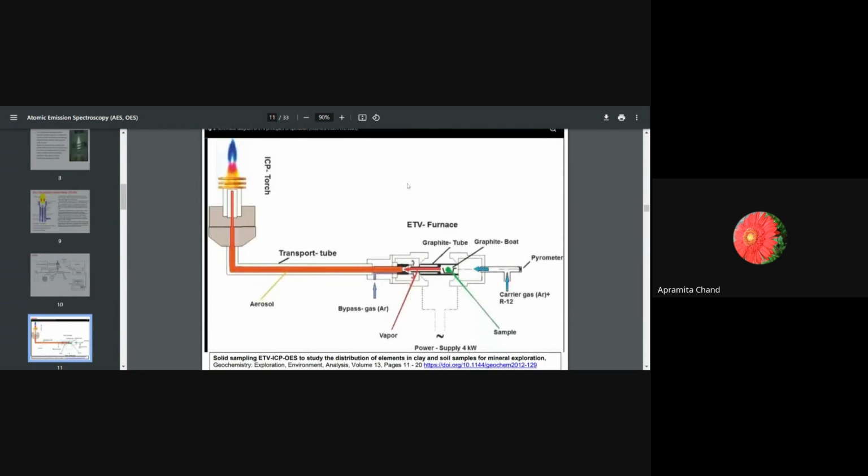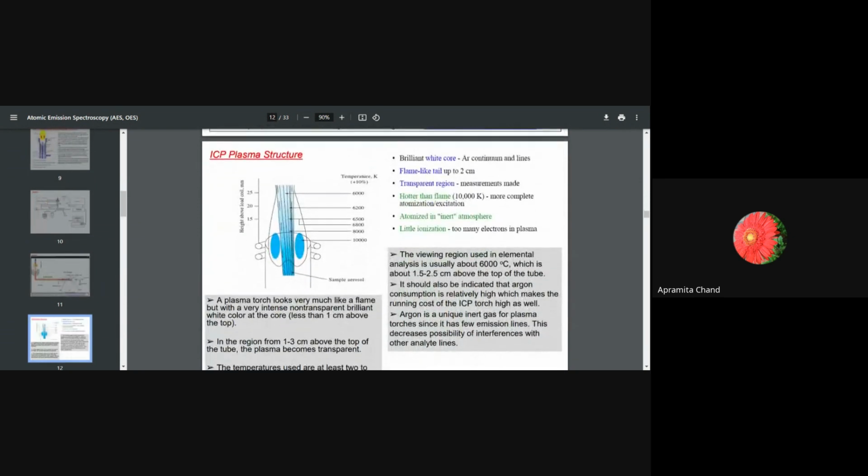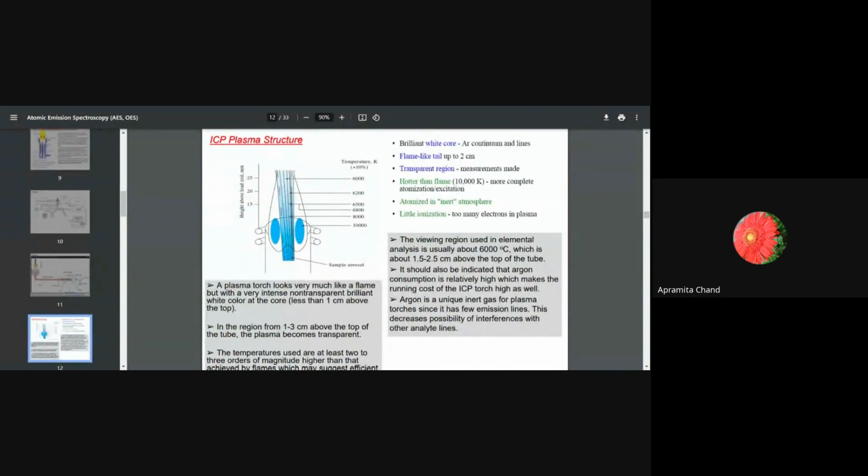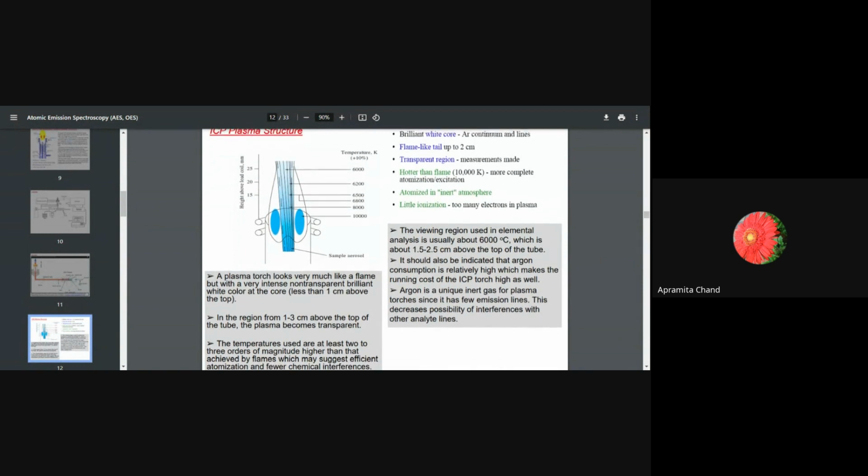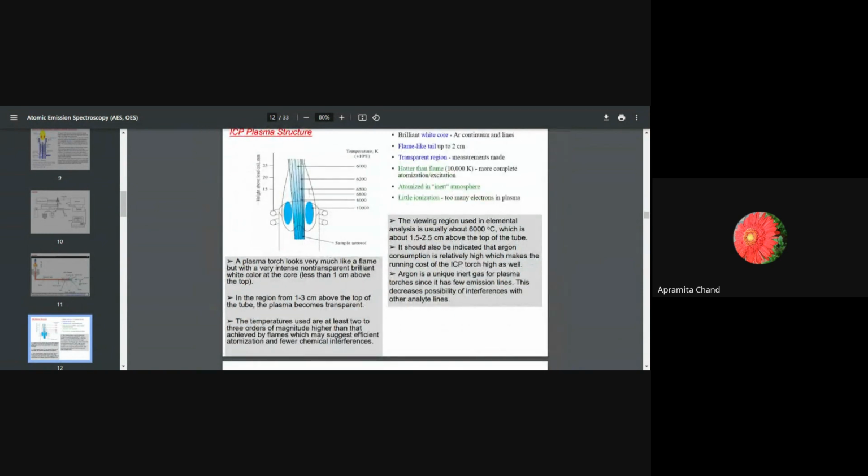In the case of solids, you have the ICP torch here, argon is going from here, and you introduce the sample here, where it is first vaporized and then carried over to the ICP torch along with the argon flow. This is what the ICP flame looks like. This is what the torch looks like.